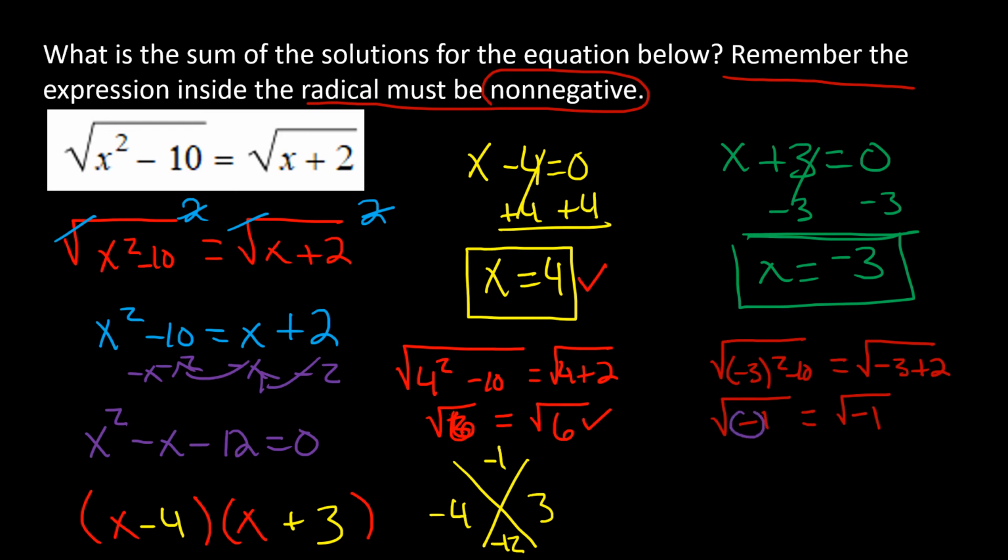This negative is no good because this leads to imaginary numbers, and that changes everything. Because -3 results in an imaginary number, it is extraneous. So our only solution here is 4. And we only have 4, so it's really 4 plus 0, which is just 4. So our overall answer is 4. You have to be careful. You have to check your answers. Okay? Let's go ahead and move on.